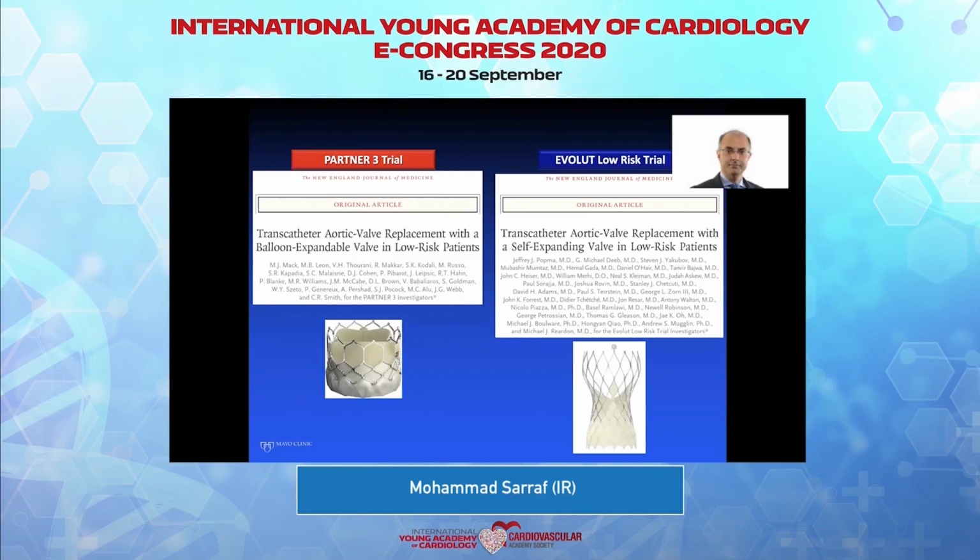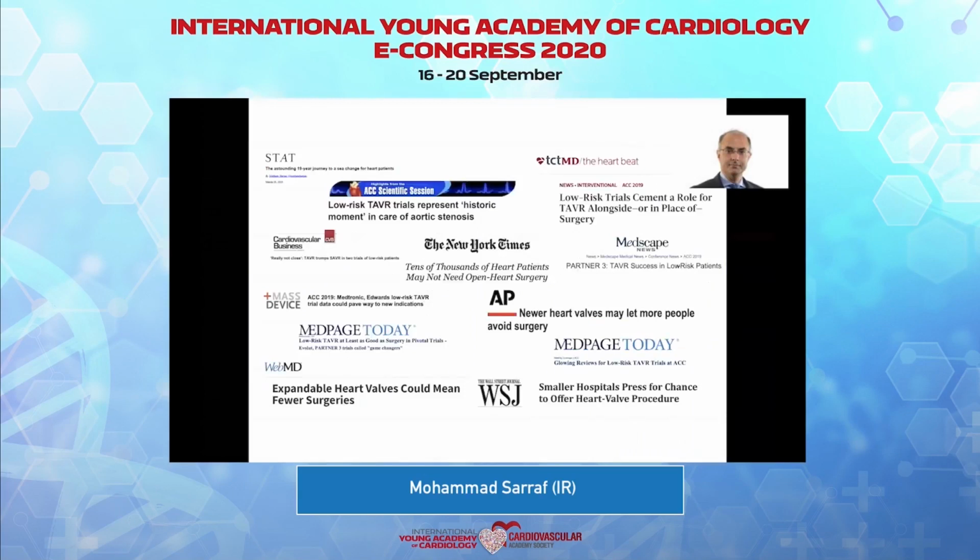And immediately after the release of the two trials, although the results were a little bit different, in Partner 3 it seemed that TAVR, at least in 1 year, is superior to surgery, and in the Medtronic valve, with the Evolut R or Evolut Pro, it was at least non-inferior to surgery. And immediately we had a huge reaction both from the cardiology community as well as mainstream media, that it seemed that surgery for aortic valve replacement seems to belong to history.